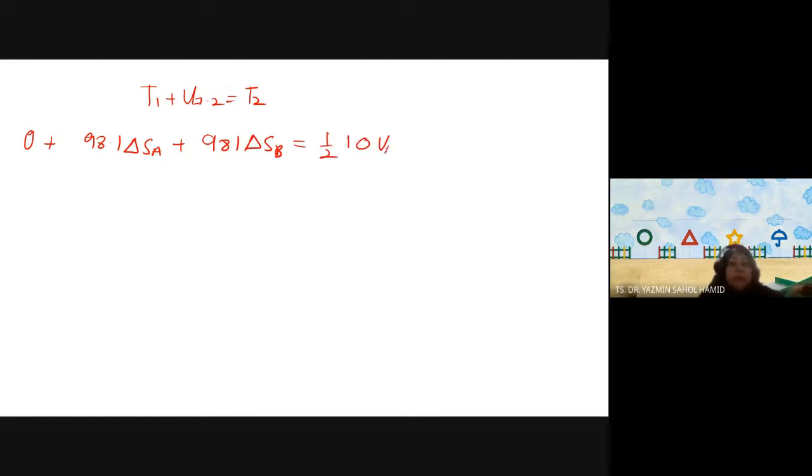Okay. So kalau kita put in the equation. So tadi if you remember equation dia macam ni. We support of work energy. So first kosong plus apa tadi? 98.1 change SA plus 981 change SB equals to tadi apa? 1/2 10 VA squared. Kita tak tahu VA plus 1/2 100 VB squared. Oh, VB kita tahu.